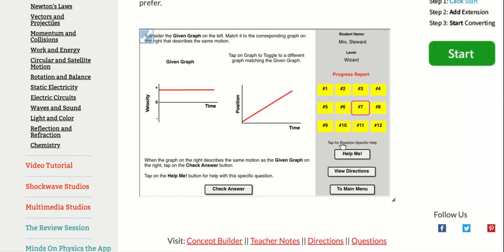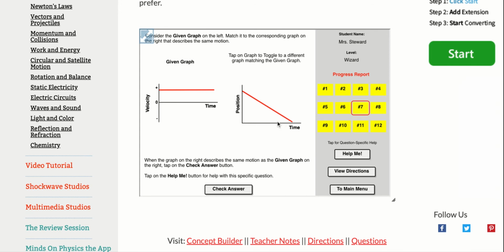So Match That Graph. You are given a graph, and then you want to toggle through these graphs by just clicking, and it'll change the graph when you click on it. So you toggle through this to match the graphs together like that, basically. Okay. So sometimes you're given a velocity graph, sometimes you're given a position graph here, and then you want to match them. So here, since I'm given the velocity graph, we want to remember that the velocity is going to be the slope of a position versus time graph.